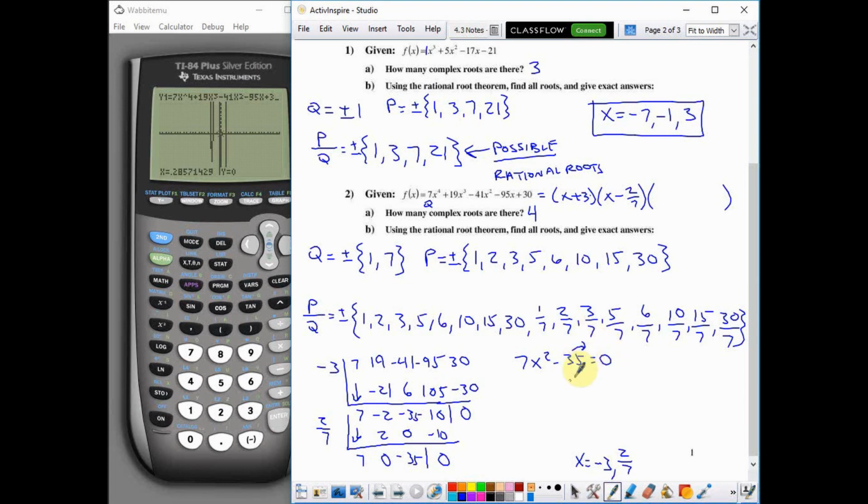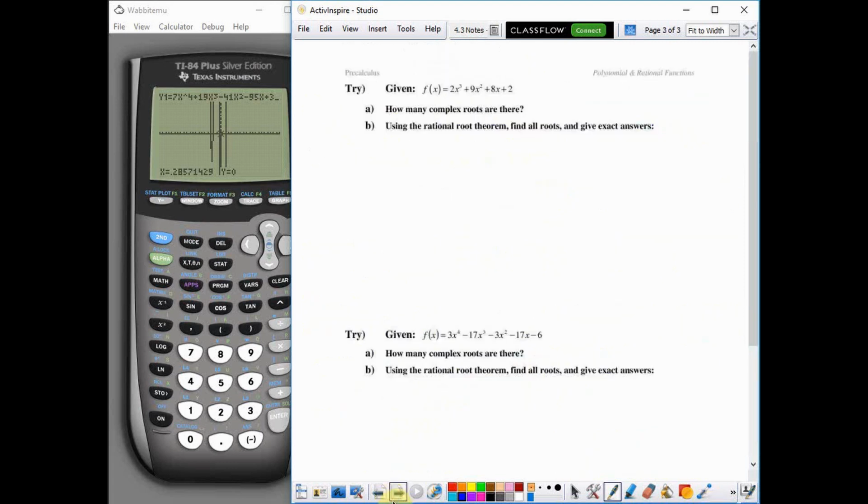So I'll move that negative 35 over. 7x squared equals 35. Divide by 7. X squared equals 5. Take a square root. X equals plus or minus the square root of 5. So my other two roots are the square root of 5 and the opposite of the square root of 5. Go ahead and pause the video and try the next problem.